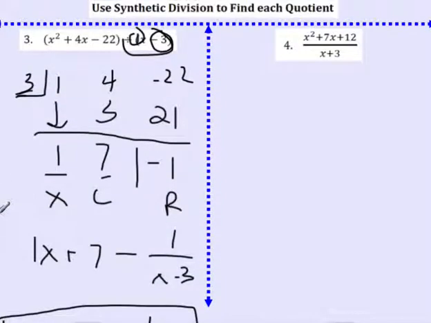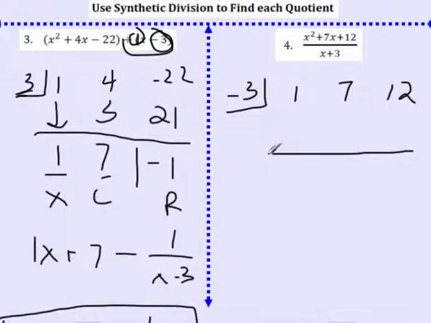For number 4, we have x plus 3, and we want to do the opposite. The opposite of a positive 3 is a negative 3, so that's going to go in our box. So we have 1, we have 7, and we have 12. Let's go ahead and do synthetic division.